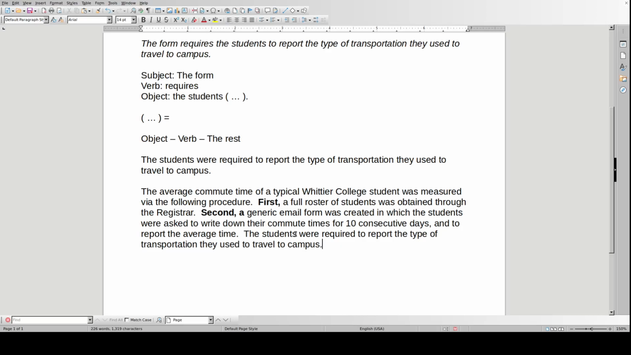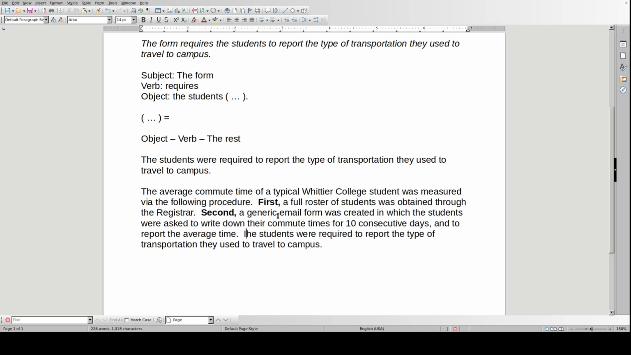Second, a generic email form was created in which the students were asked to write down their commute times for 10 consecutive days and to report the average time. The students were required to report the type of transportation they used to travel to campus. Well, technically there's two things they're reporting. So it might be worthwhile, so that the reader doesn't get confused about what's being reported or what's more important.